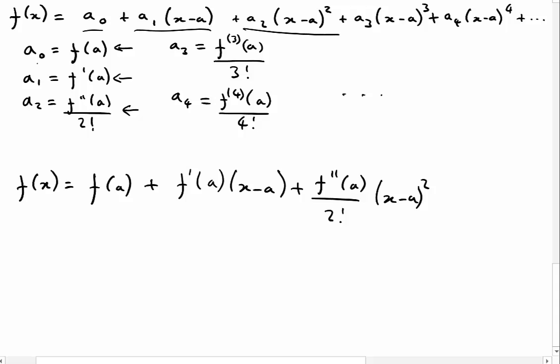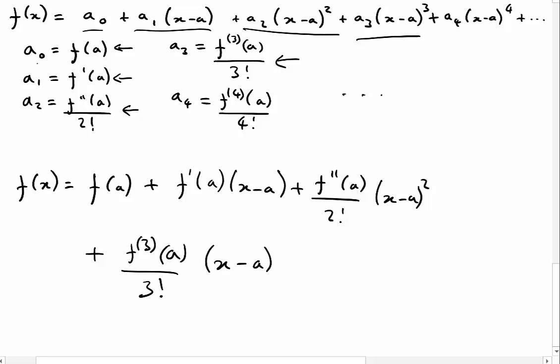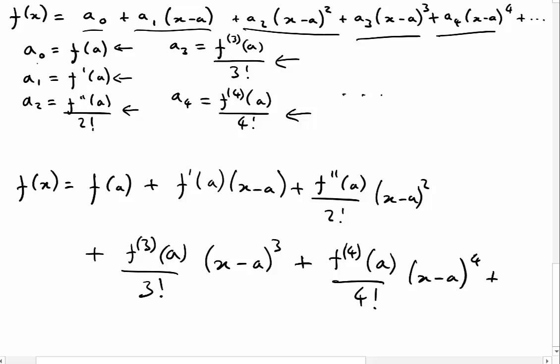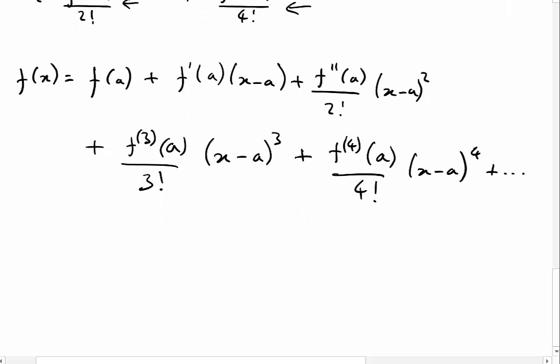Okay, plus a3, I'm going to write it down here, so plus a3, which was f triple dash, the third derivative of a over 3 factorial, times x minus a all cubed, plus a4, which was f4, the fourth derivative of a over 4 factorial, times x minus a to the power 4, plus dot dot dot. Okay, and so on, so on. So basically, this is the general Taylor series expansion.